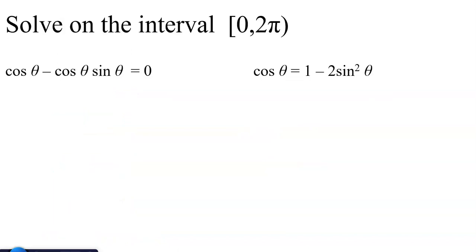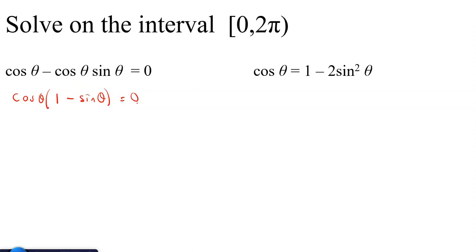All right, let's take a look at these. Cosine theta minus cosine sine equals 0, solved just on the interval from 0 to 2 pi. Well, I see a common factor. I'll jump on that first. So I'll pull out a cosine theta. Cosine divided by cosine is 1. In the second piece, if I get rid of a cosine, I get a sine.